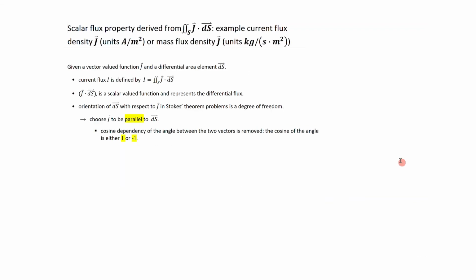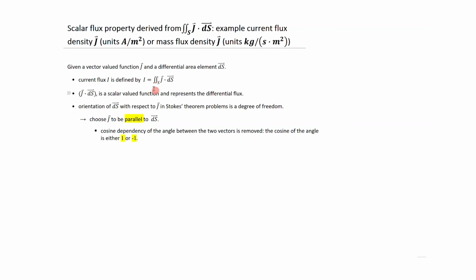All right, so then the next thing is the scalar flux property derived from this expression, J dot ds. Units of J would be amps per meter squared. If this were a mass flux density, the units would be kilograms per second per meter squared. Amps can also be written as coulombs per second. So there's some general guidance: given a vector-valued function J and a differential area element ds, the current flux I is defined by taking the integral of J dot ds over the surface of interest.